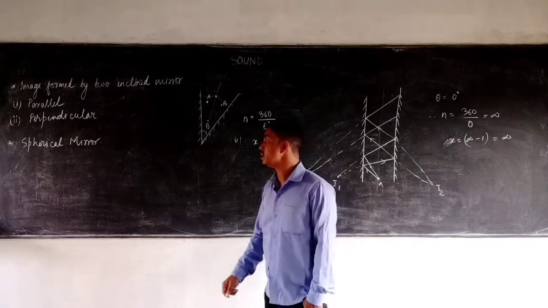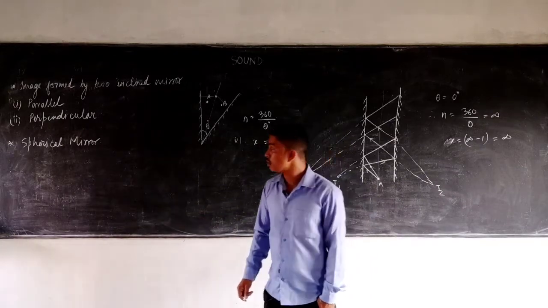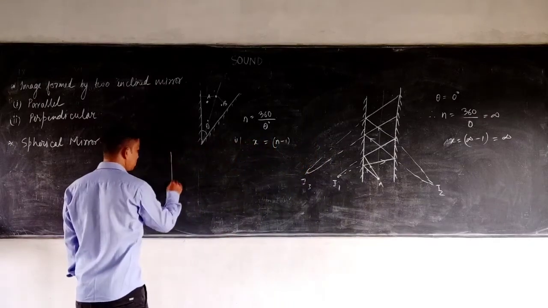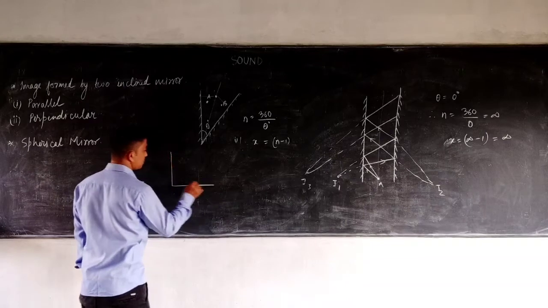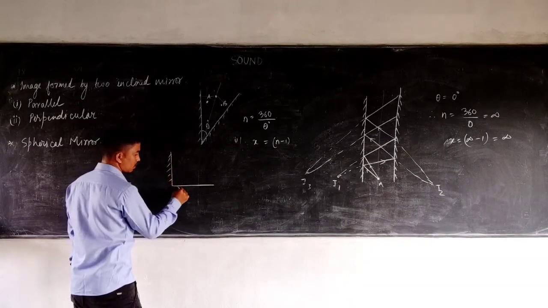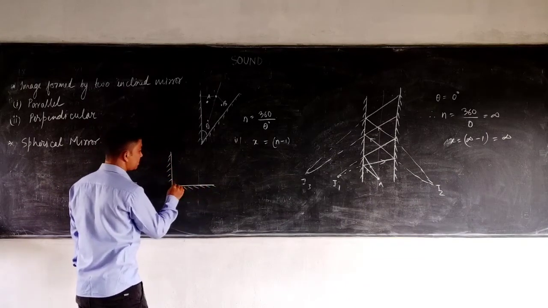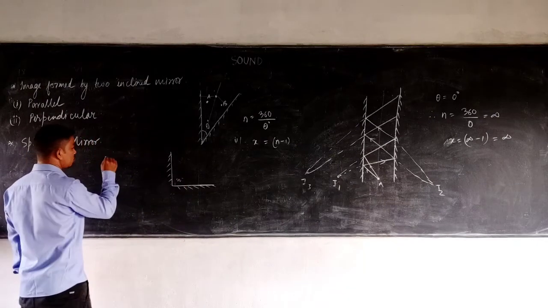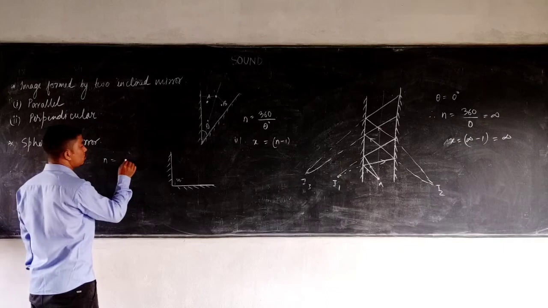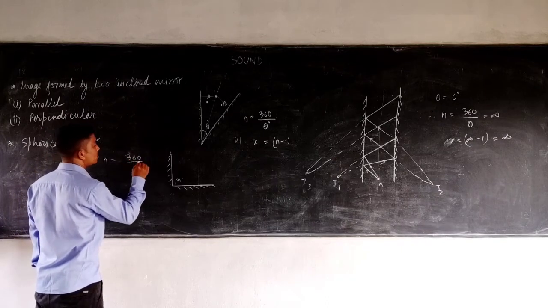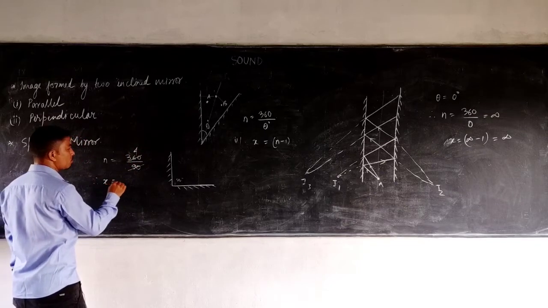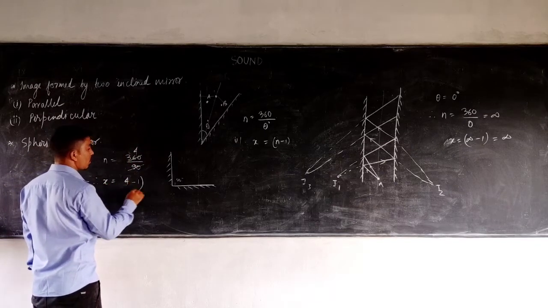Now coming to the second case, the number of images formed when the two mirrors are kept perpendicular to one another, one mirror here, the other mirror there. Here the angle is 90 degrees. So when theta equals 90 degrees, the number of images formed is 360 divided by 90. How much is this? It is 4. Therefore the number of images formed will be 4 minus 1, which equals 3.